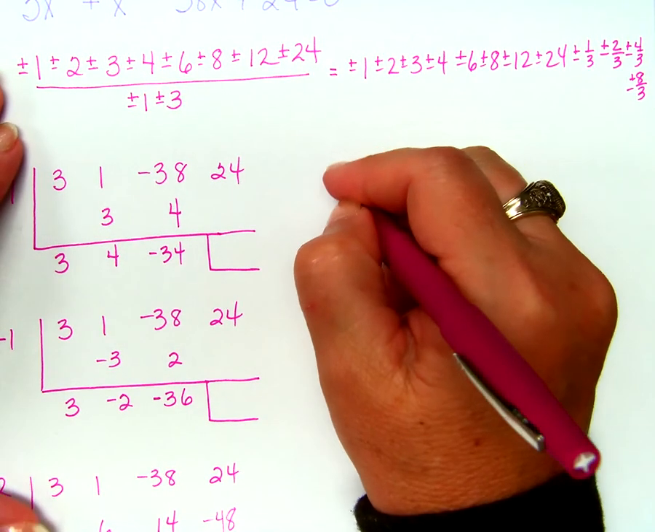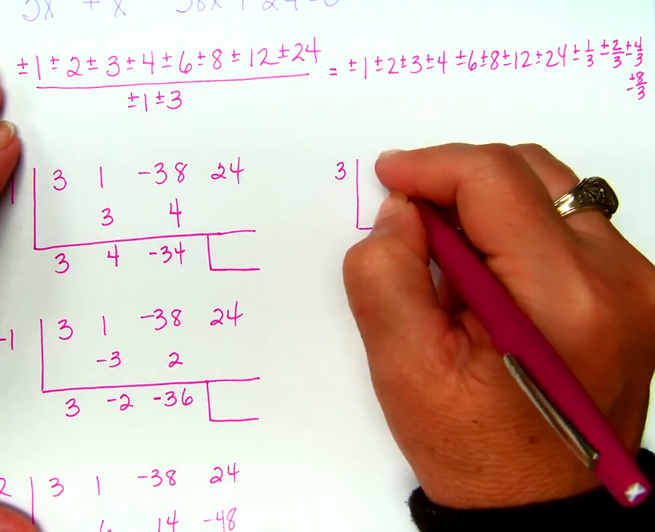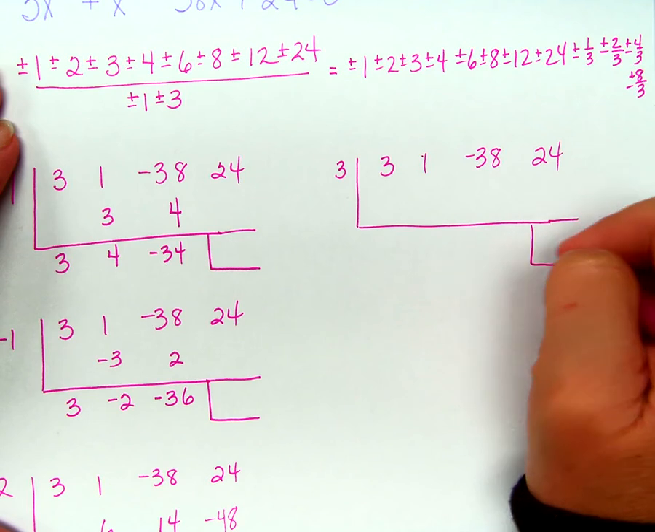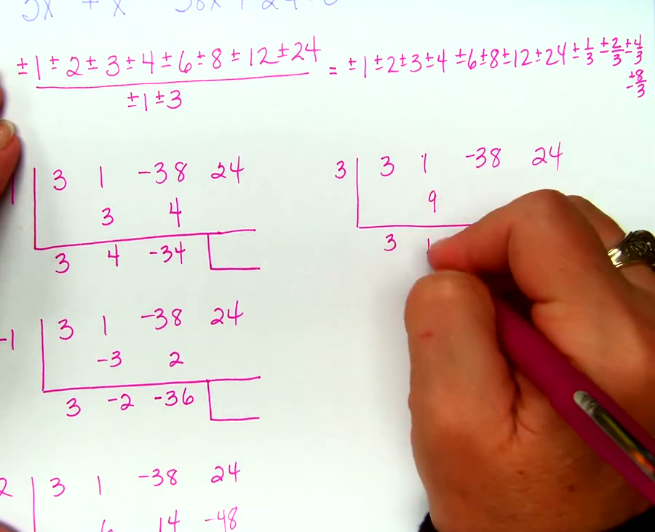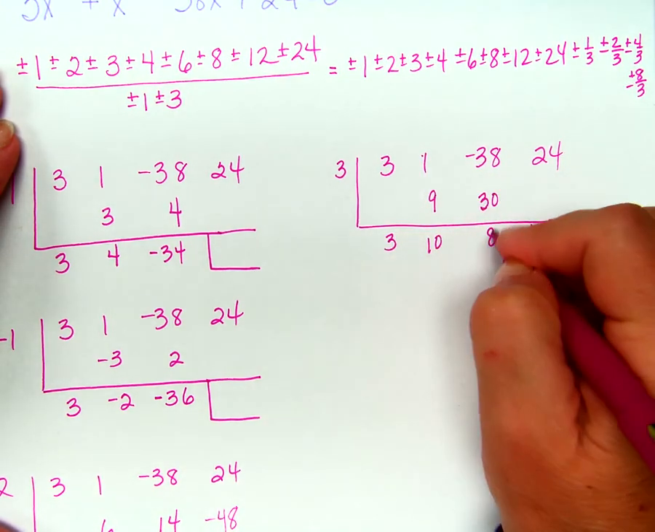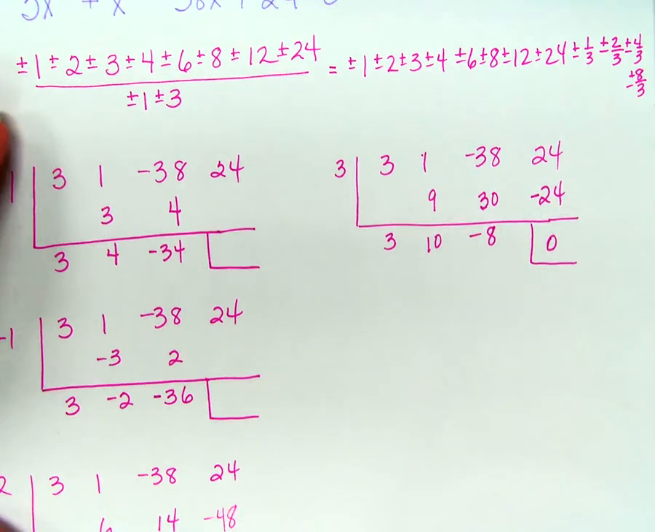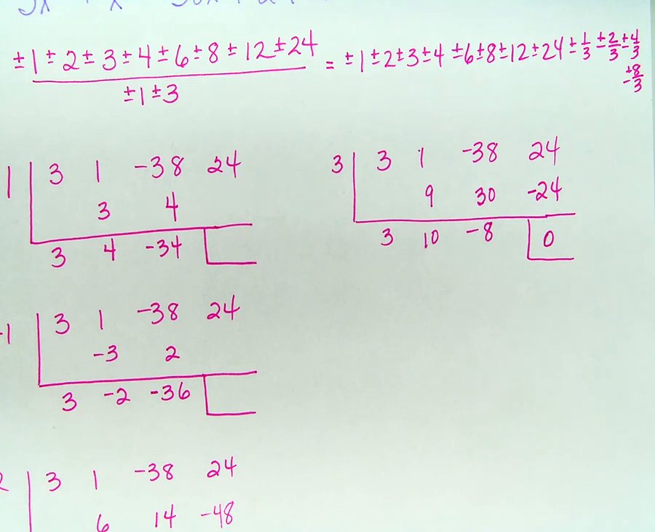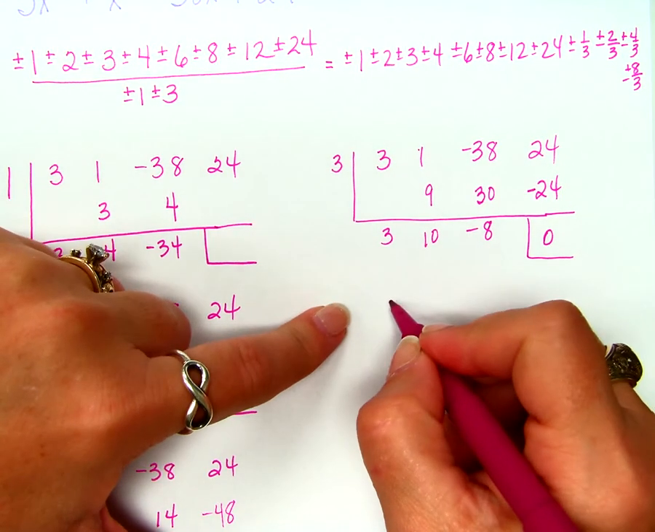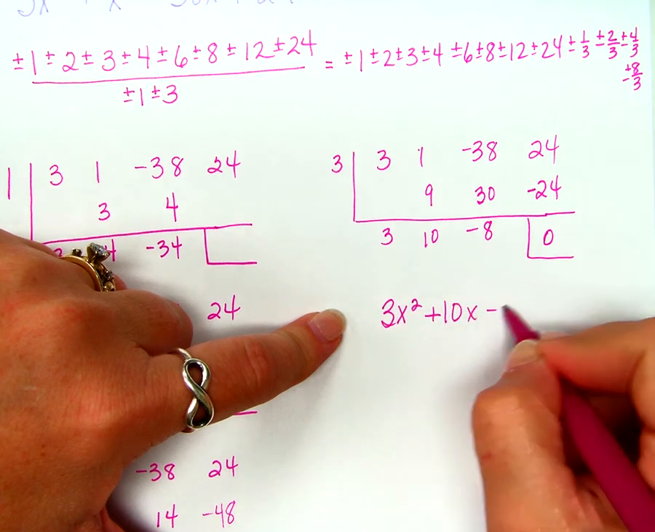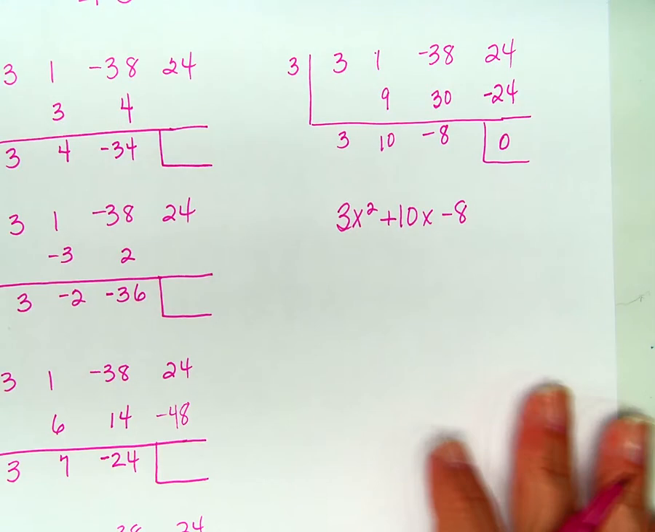Okay. 3, 1, negative 38, 24. 3, 9, 10, 30, 8. Ooh. So now what? Equation, okay. What is it? Okay. Is that something we know how to factor?